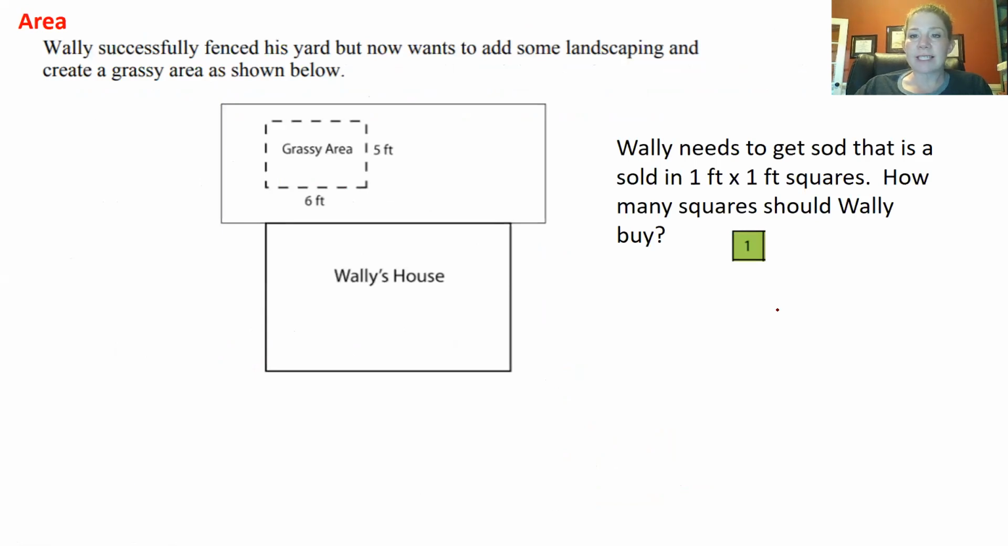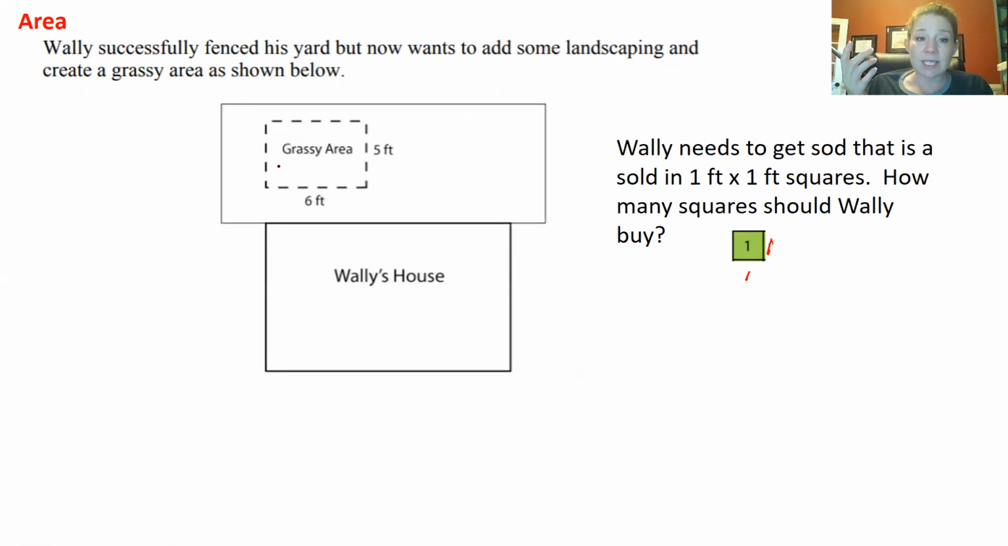All right, so let's look at the next question. It says, Wally successfully fenced his yard, but now he wants to add some landscaping to create a grassy area as shown below. So he wants this grassy area right in the middle of his backyard. It says, Wally needs to get sod that is sold in 1 foot by 1 foot square. So 1 by 1. How many squares should Wally buy? So if this is 6 feet long and 5 feet wide, we want to know how many different 1 foot sections of sod we could put in there.